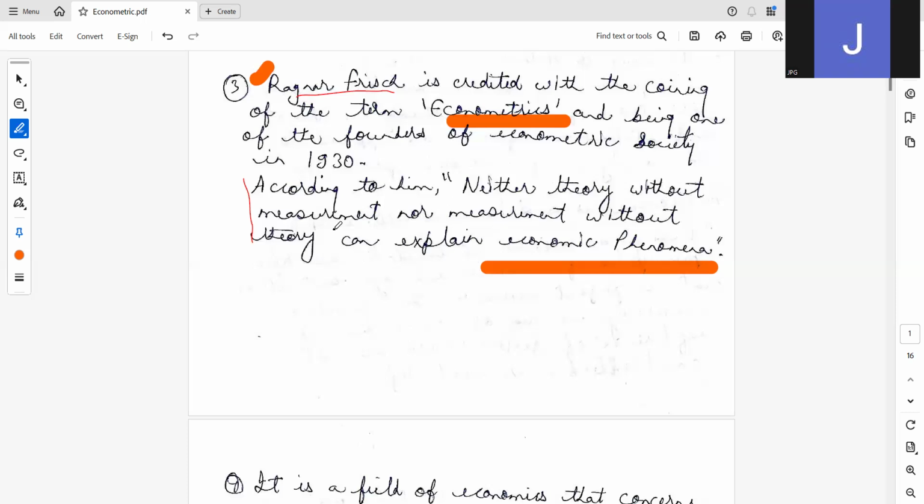So measurement is equally important. But if you think that measurement, oh yes, I'm good with numbers, I can play with the numbers, find numbers, it stimulates my mind, that will not be enough until and unless you are sound in your theory. So both are equally important to explain any kind of economic phenomena or any kind of economic behavior.